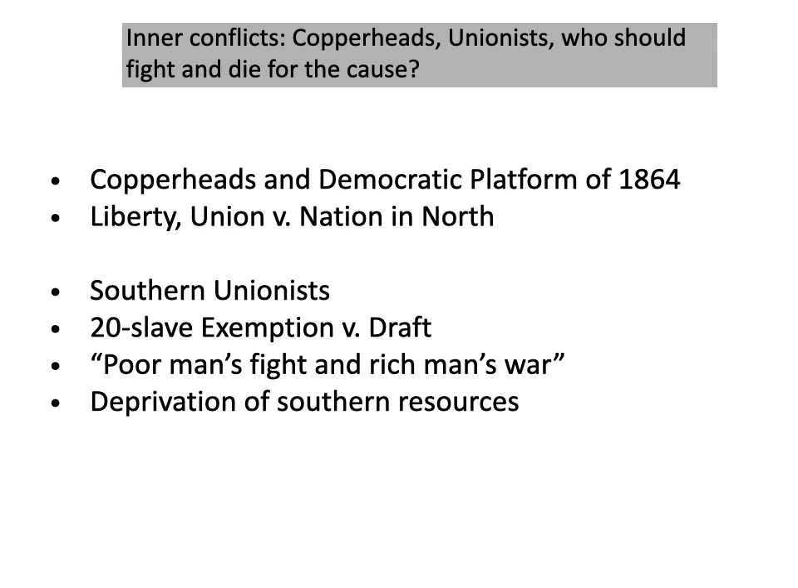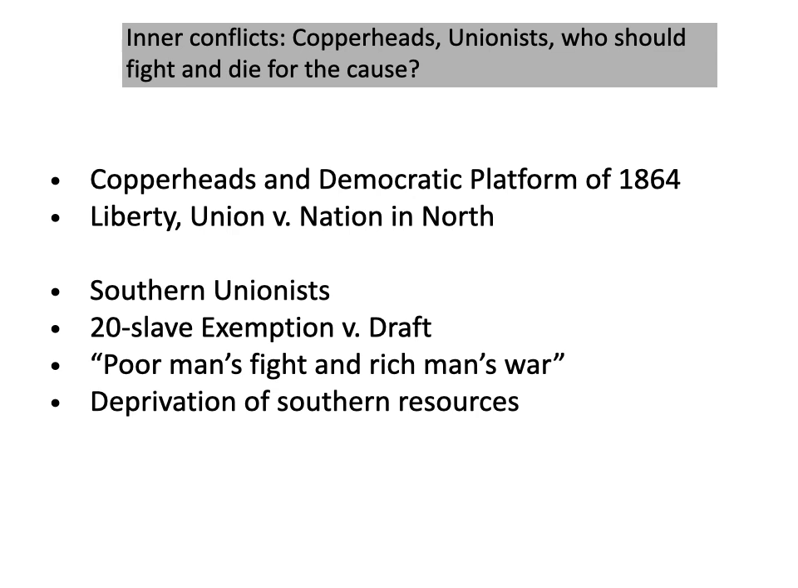And the Democratic platform represents this group that wanted the war to end. In the South, there were some who, the opposite of the Democrats in 64, wanted to go back to be part of the Union. And they were a much smaller minority than the Northern Democrats were in 1864. Already mentioned the 20 slave exemption in the draft, the poor man's fight and a rich man's war.